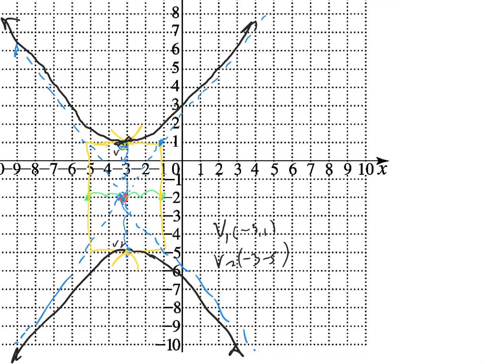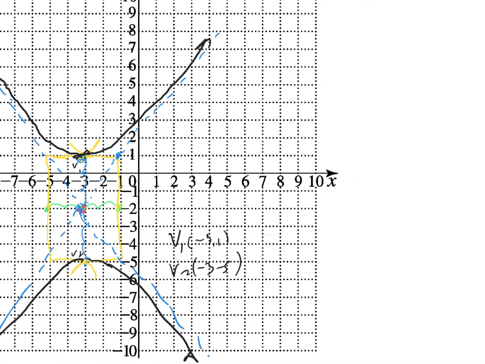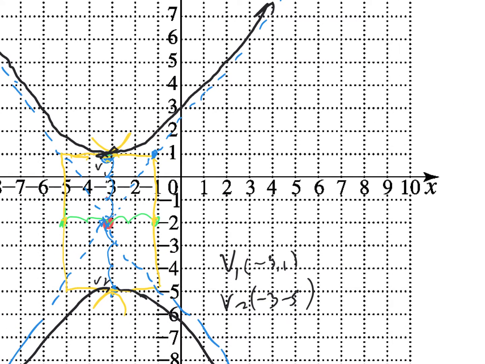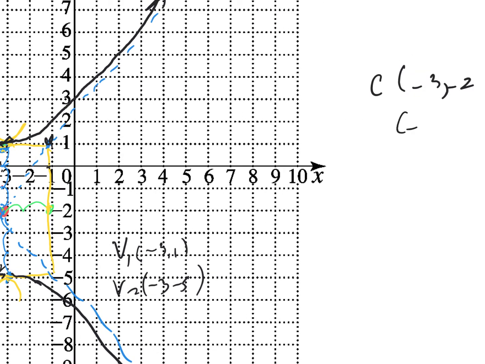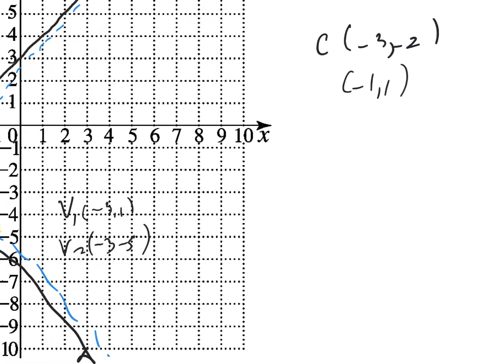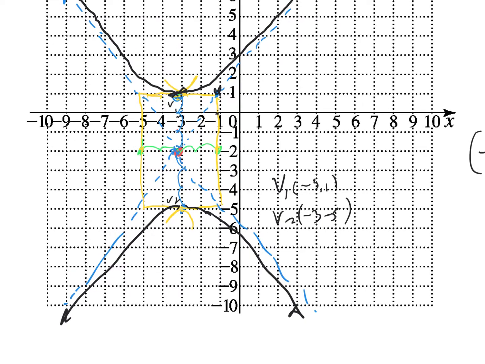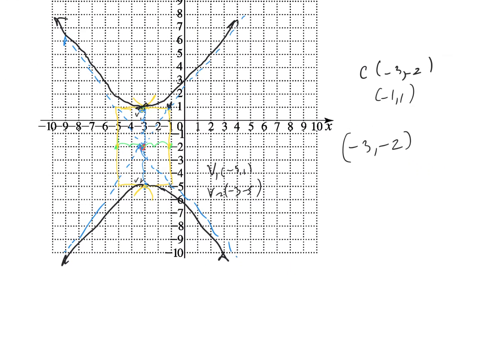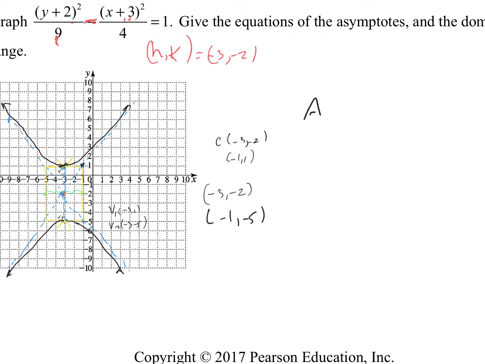So my center was negative 3, negative 2. I'm going to grab this ordered pair, which is negative 1, 1. Then I'm going to do the negative 3, negative 2, and do the other line. So I'm going to take negative 1, negative 5, it looks like. Make two equations. So asymptote 1. Here goes.